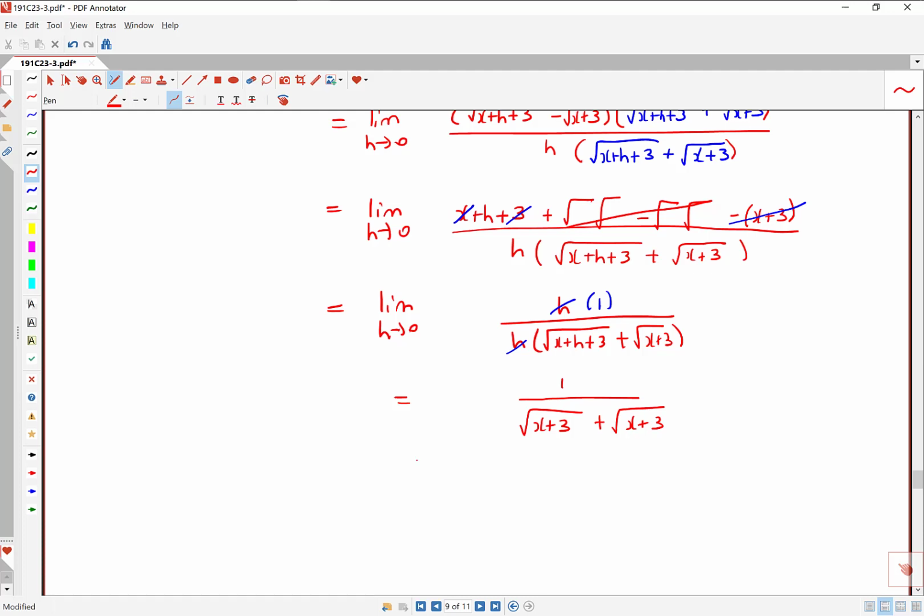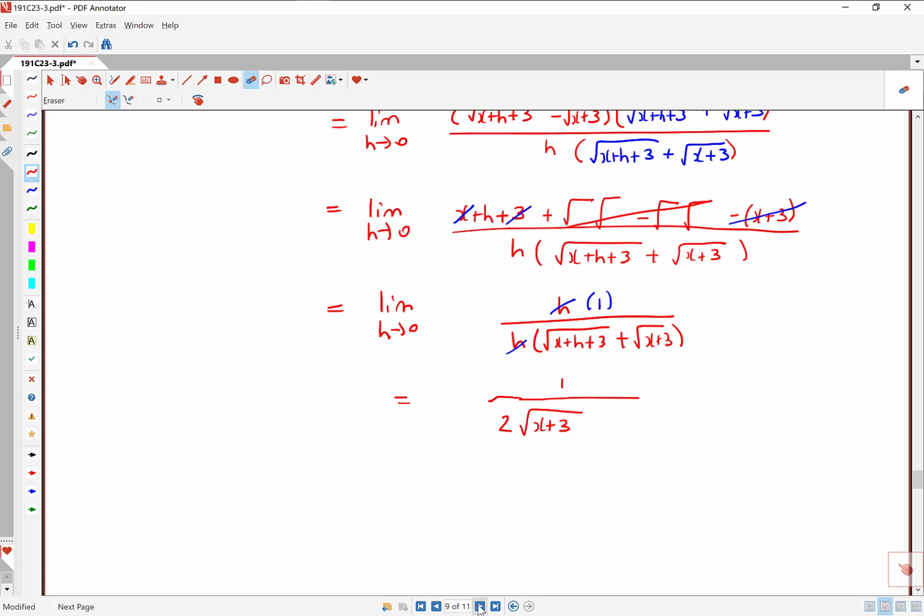And remember, if you have something like root 7 plus root 7, we would just collect those like terms, and we'd say, oh, that's 2 times root 7. So that exact same thing is going to happen in the denominator here. You've got a root x plus 3 plus another root x plus 3. That is just faster to call 2 root x plus 3. So that is our answer to the problem. So 1 over 2 times root x plus 3.